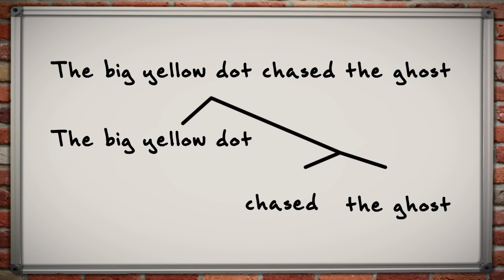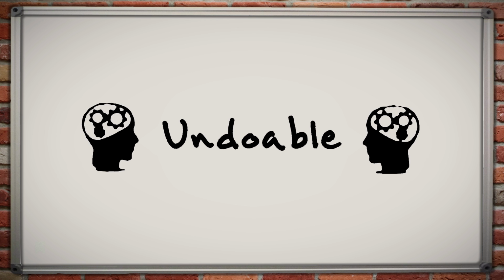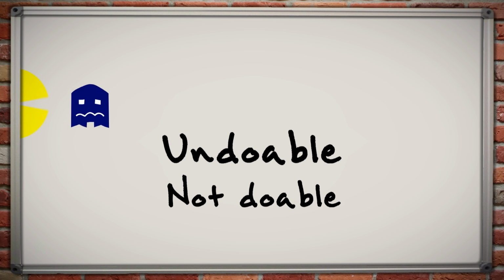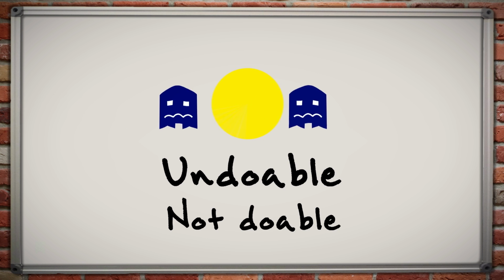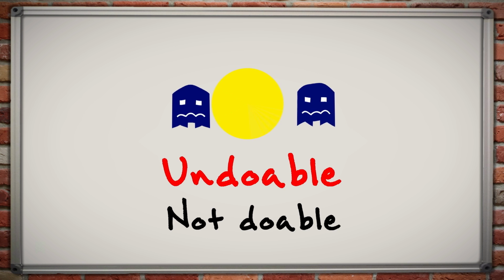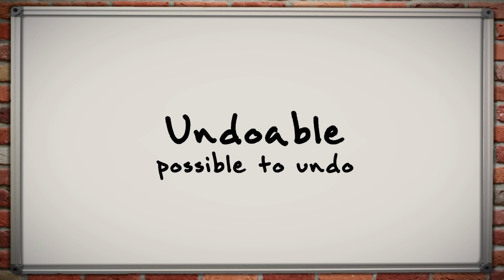To understand the beauty of these tree diagrams, let's look at a complex word like undoable. This word has 2 meanings. It can mean that something is not doable. So, for example, Pac-Man can swallow 1 ghost at a time. That's doable. But he cannot swallow 2 ghosts at the same time. That's undoable.